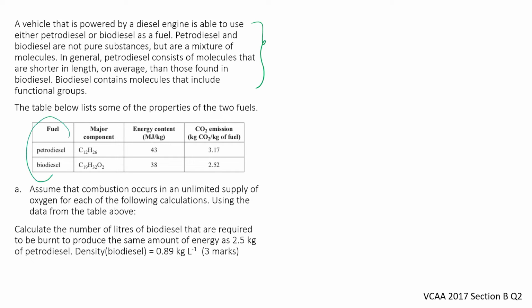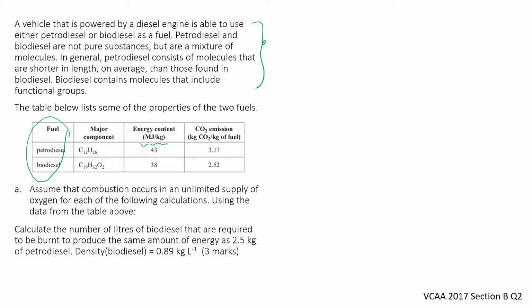On the table, we know that the fuels we're comparing are petrodiesel versus biodiesel. We have the major component, but remember that both petrodiesel and biodiesel are mixtures. So we can't really rely upon the major component here to perform energy calculations using the formula, because they're mixtures. But the good thing is the question did give us the energy content measured in MJ per kilogram of each of the fuels. So basically, if we know the mass, we can just use these numbers to find energy. Or if we know energy, we could go the other way to find mass. Just use these two numbers, right? And CO2 emissions, well, we'll see when that will come to be useful.